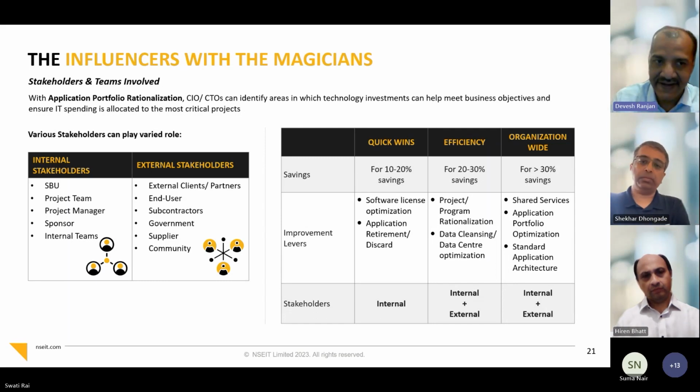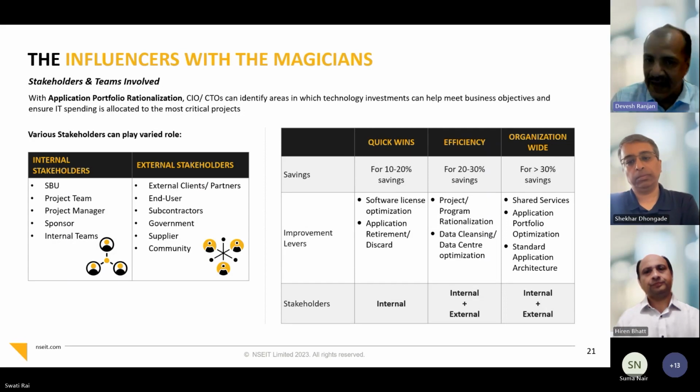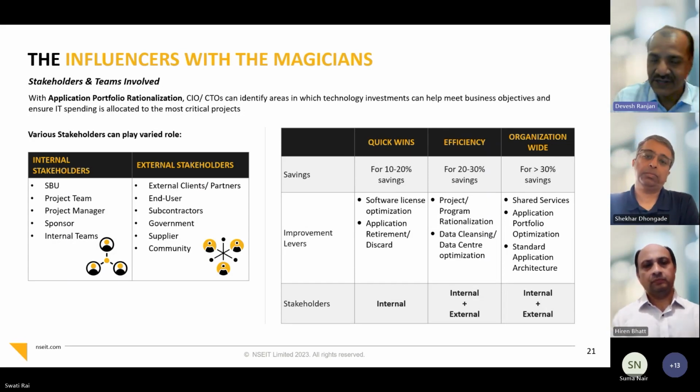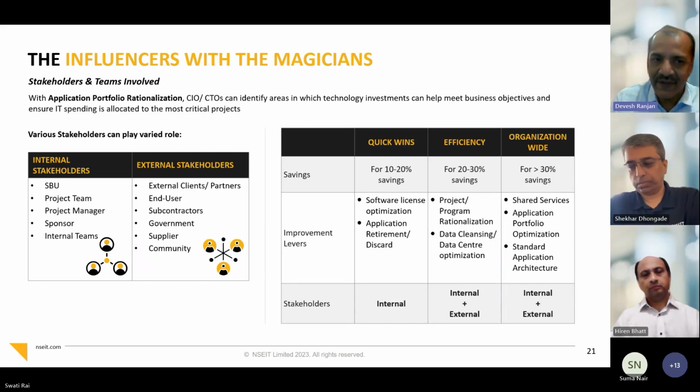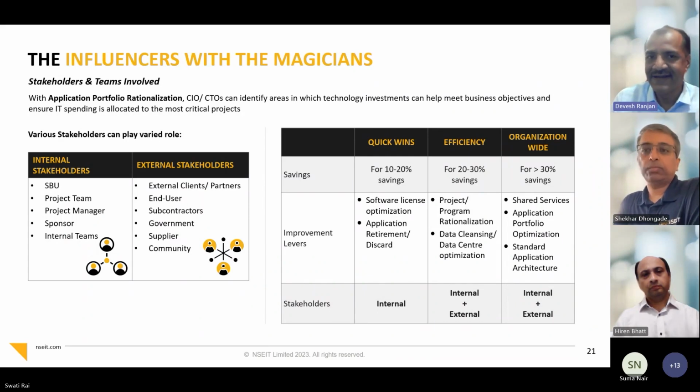So whether it is the business heads or the project team, the program and project managers, or the sponsors, they are all very critical and they need to play a very critical role during this entire assessment. From an external stakeholder perspective, the external clients or partners, the end users, and in case you have subcontractors who are managing and maintaining these applications, that becomes very critical. What kind of government regulations you need to adhere to, those regulatory inputs, if they can be provided internally or via some government representative, that needs to be in place, plus the supplier and the wider community. So inputs coming from all these different stakeholders form a critical part of the entire assessment exercise.